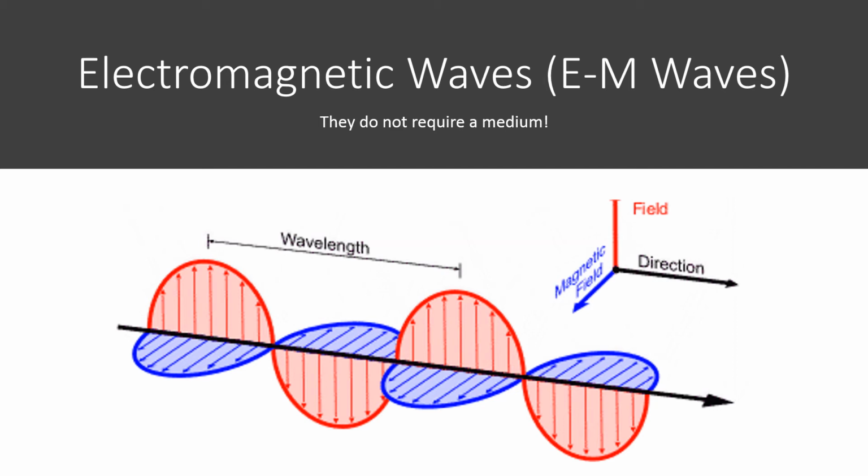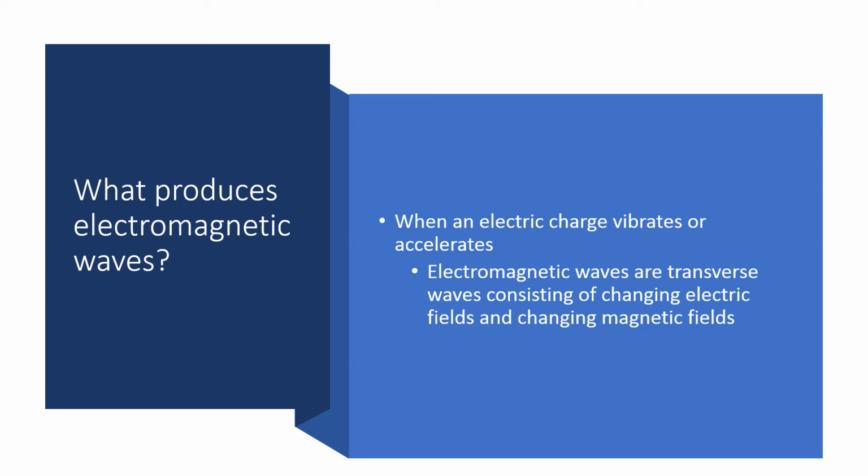You probably noticed that it is a transverse wave in that the vibration of the wave is perpendicular to the direction that the energy is in fact flowing. In other words, an electromagnetic wave is a transverse wave that consists of changing electric fields and changing magnetic fields, and they're created when an electric charge vibrates or accelerates.